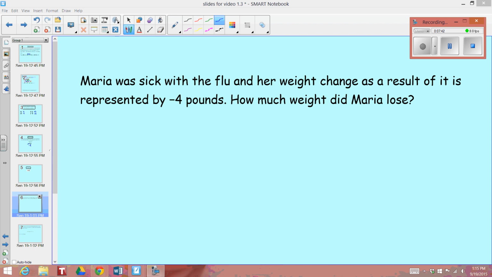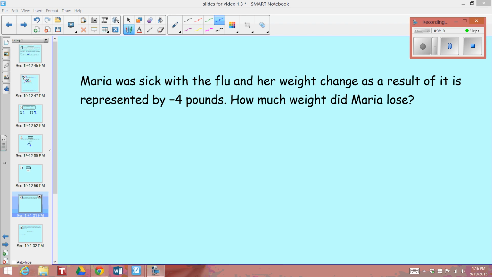Here are some real-life questions on when we use absolute value. Maria was sick with the flu, and her weight change as a result of it is represented by negative 4 pounds. When you see negative 4, you know she lost 4 pounds. But how much weight did Maria lose? Would you tell someone she lost negative 4 pounds? Or would you just say she lost 4 pounds?